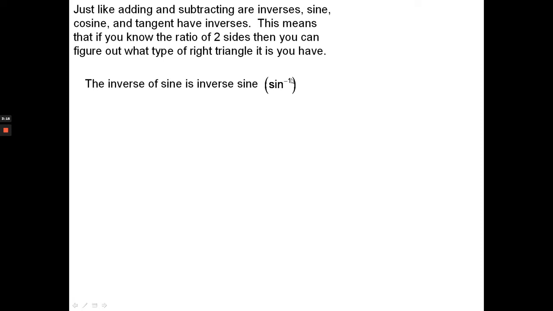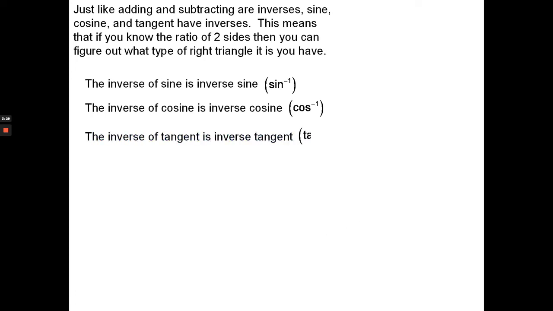This is not an exponent. This is indicating inverse. The inverse of cosine is called inverse cosine, and it's cosine to the negative first. Again, that's really not an exponent, that's just a notation. And the inverse of tangent is called inverse tangent, and again, with that -1 indicating that it's an inverse.